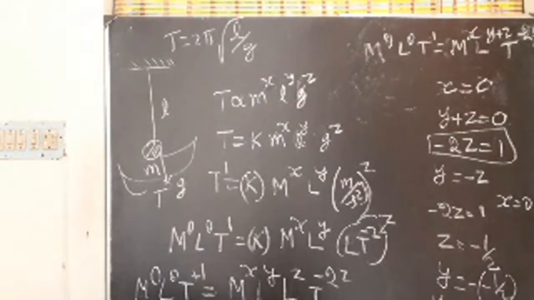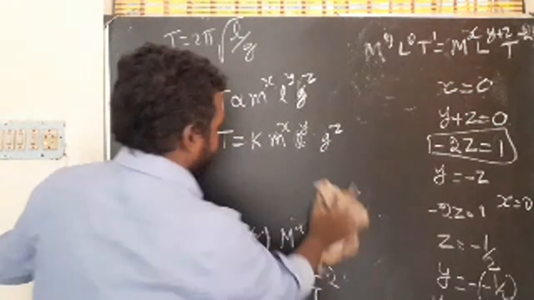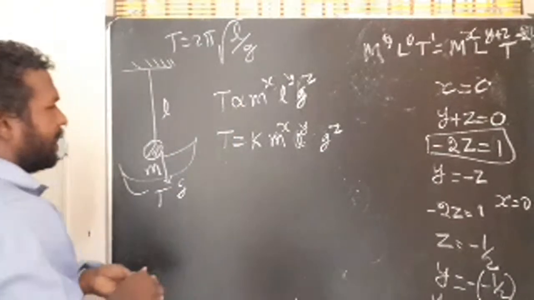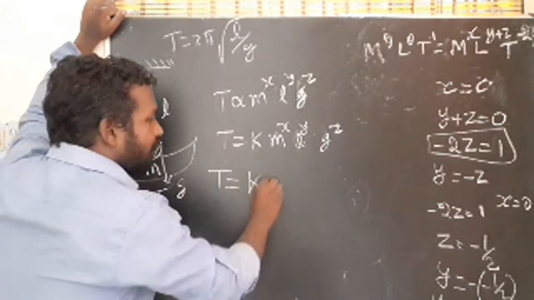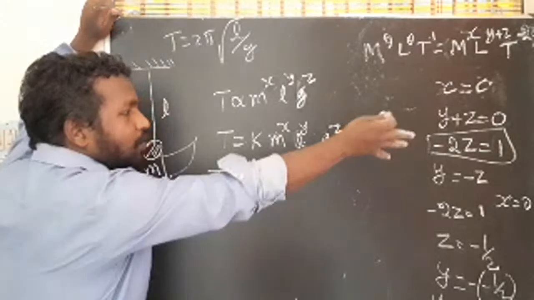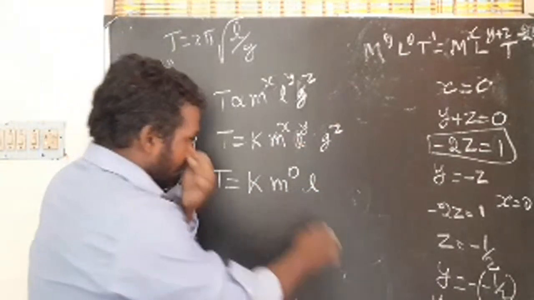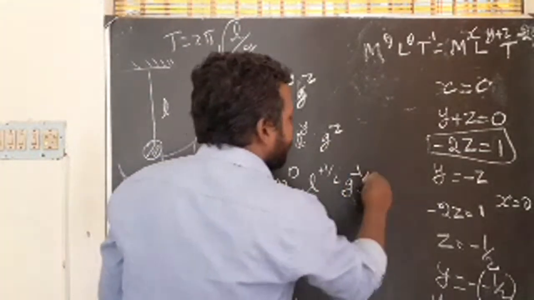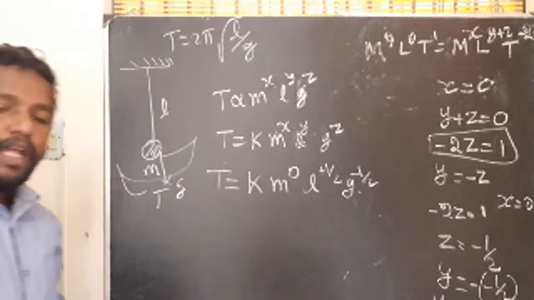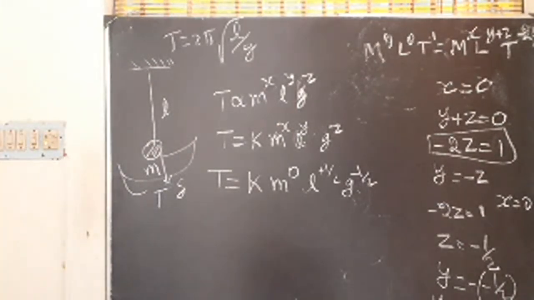Now I am going to do the solution. Time period is equal to K times of mass power 0. There is no mass, X power will be 0. L power Y, it's going to be plus 1 by 2. What is G? G power minus 1 by 2. It's very simple. Now I take minus 1 by 2 as a denominator, which is going to become plus 1 by 2.